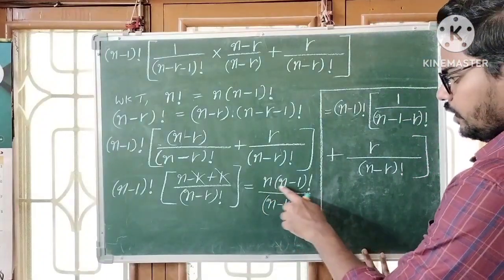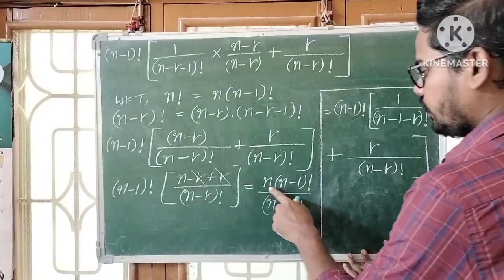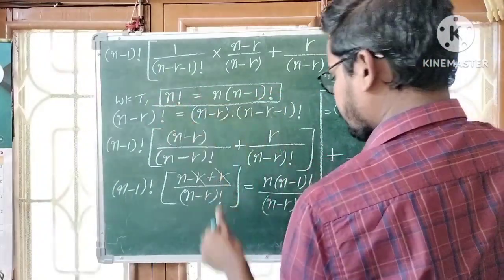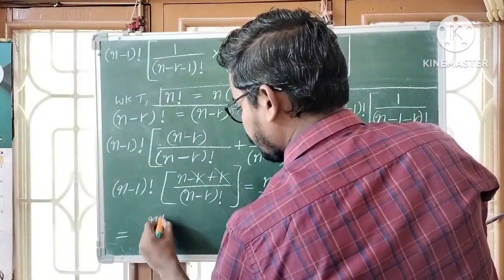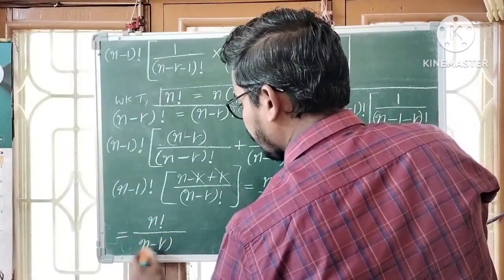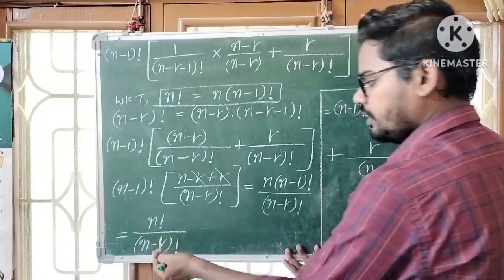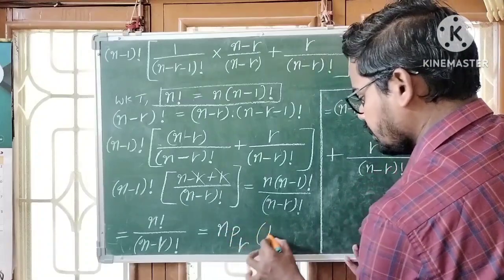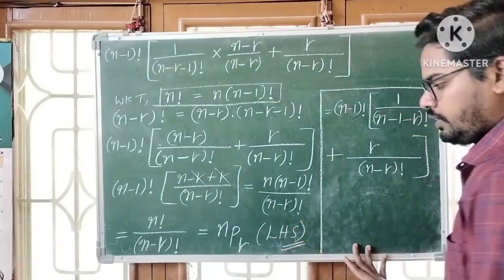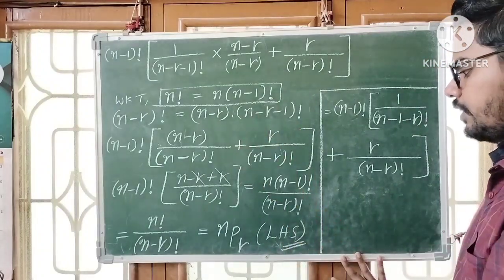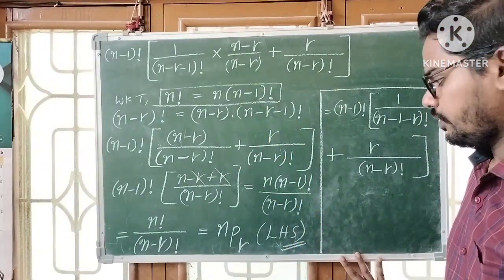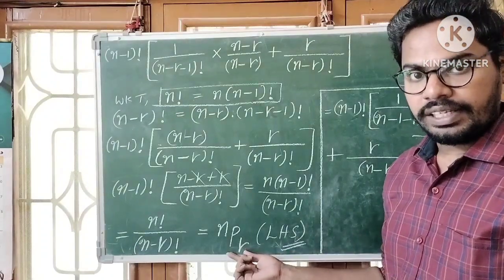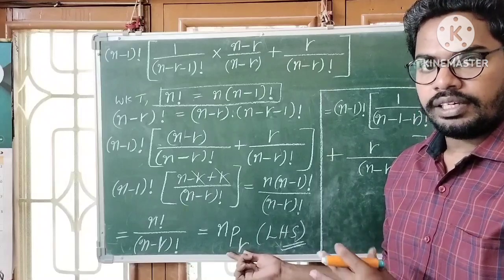Again, n into n minus 1 factorial is equal to n factorial. Here we can write n factorial by n minus r factorial. So n factorial by n minus r factorial is the formula nPr. This is LHS. So since LHS equals RHS, hence proved. Therefore, nPr is equal to n minus 1 Pr plus r into n minus 1 Pr minus 1.